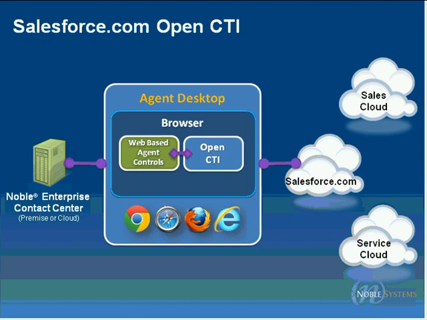So this graphic illustrates the way that Noble Enterprise Contact Center interacts with Salesforce.com and the Sales Cloud and Service Cloud applications. It all happens through your agent desktop and the agent's browser. And that browser can be any browser, any platform like we discussed on the last slide. But basically that browser is going to house the OpenCTI integration with the web-based agent controls for Noble Systems in the same browser window. OpenCTI has the advantage of supporting the same call controls consistently through both the Sales Cloud and the Service Cloud.